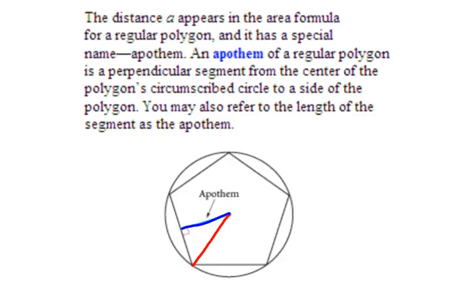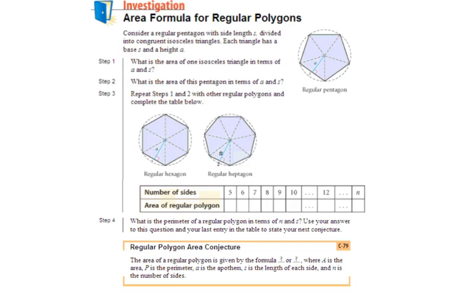All right, that being said, we're on to the investigation. So our goal here is to come up with the formula for the area of any regular polygon. So we're going to work through the different steps. We can complete the table, and in the end, we can complete the regular polygon area conjecture with that formula. So when we look at this investigation, let's start with the regular pentagon. They have a diagram there for us in the top right corner.